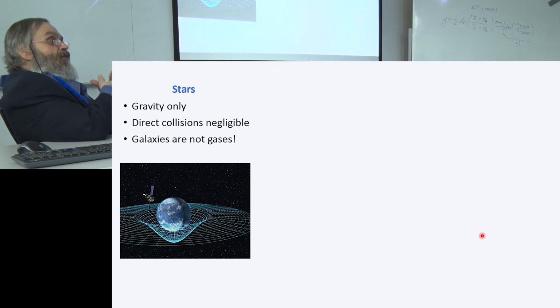The galaxies are not gases, right? In a gas, the pressure of a gas is caused by frequent interactions between the particles. Galaxies aren't like that. They're collisionless. The stars are so far apart that they don't affect each other except through gravity. So the only effect here is from the gravity of the stars. Collisions between the stars are exceptionally rare.